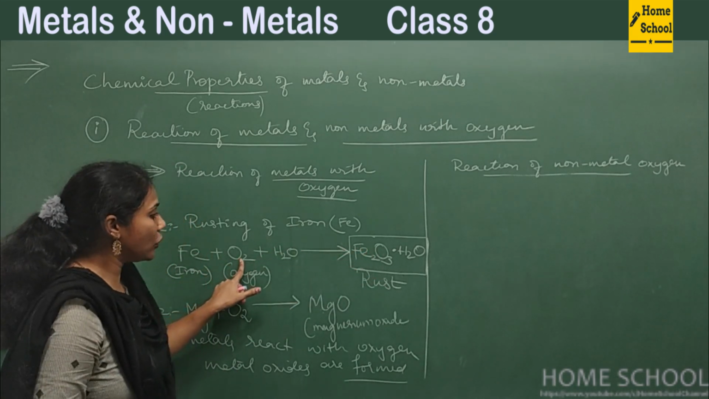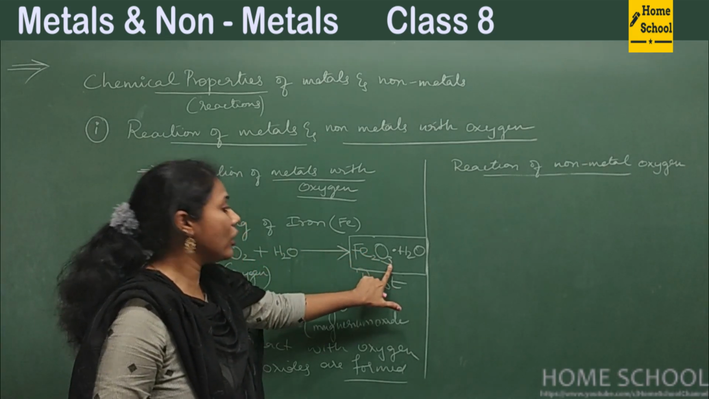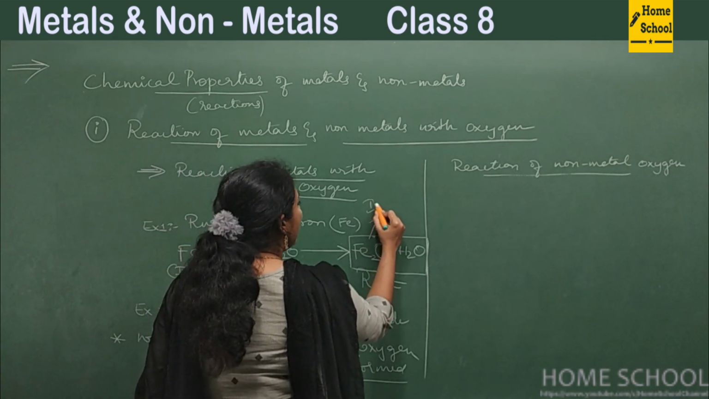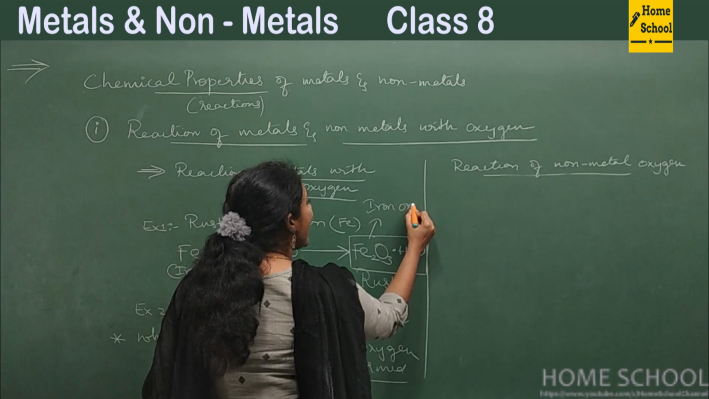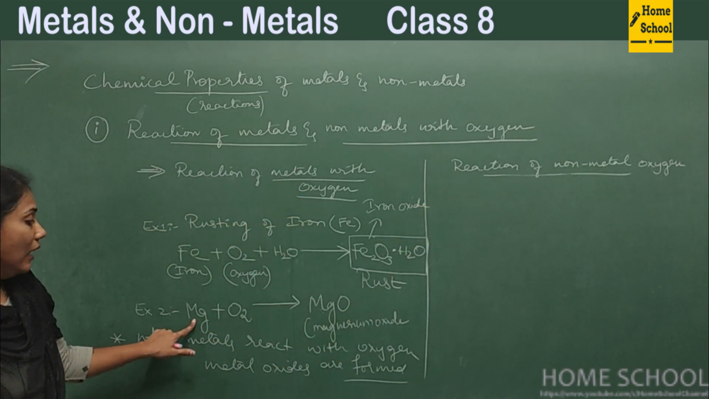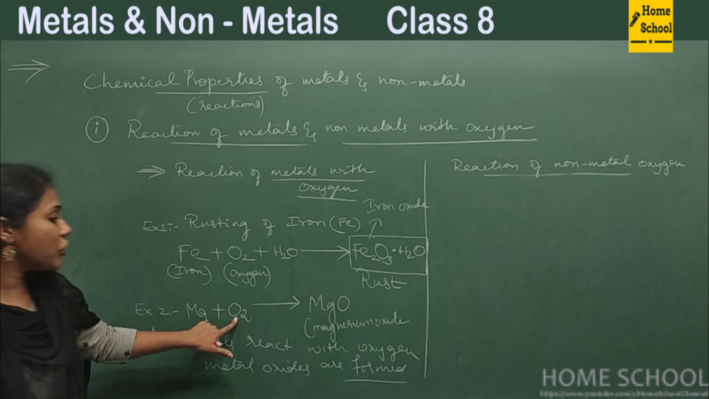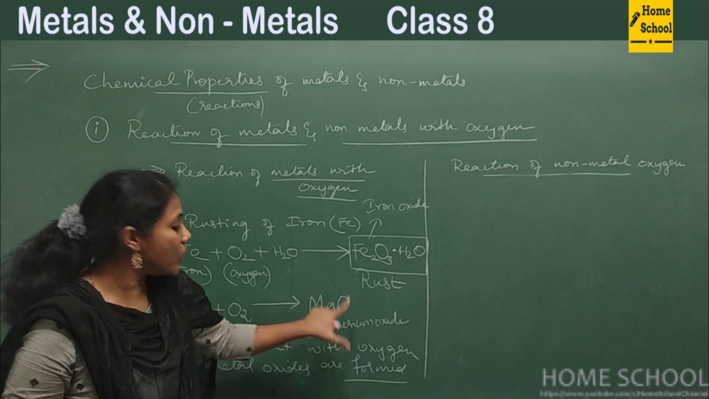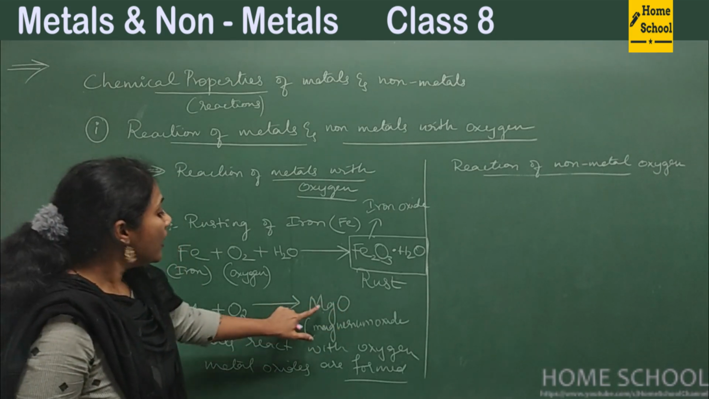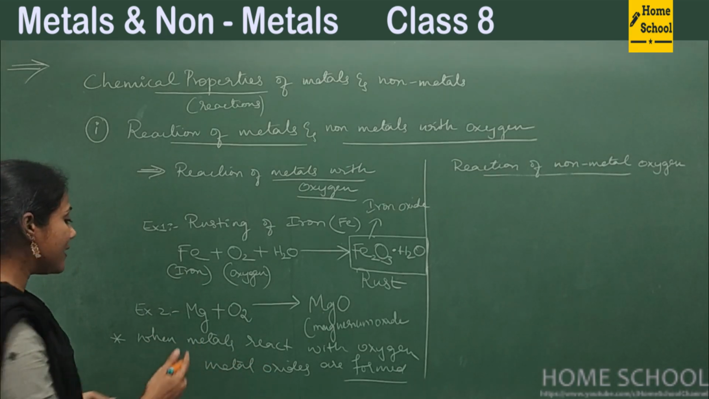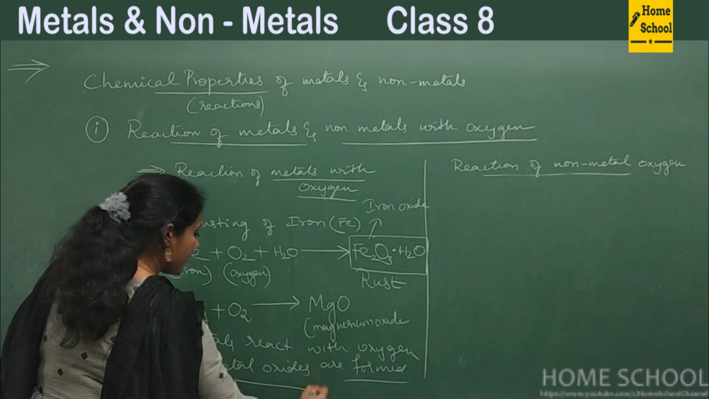Iron reacted with oxygen, you got iron oxide. So this is also called by the name iron oxide. And magnesium is a metal. When it reacted with oxygen, you get white powder of magnesium oxide. So these we can call generally as metal oxides.